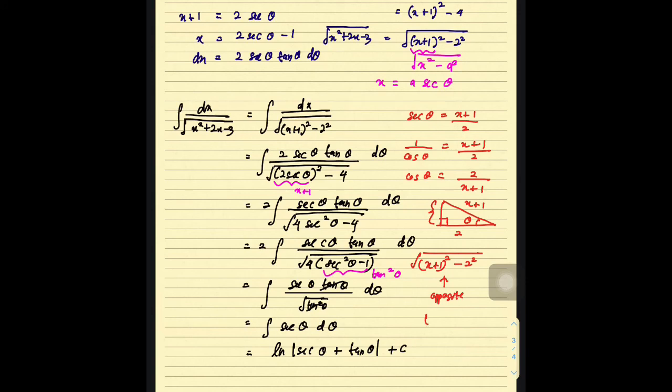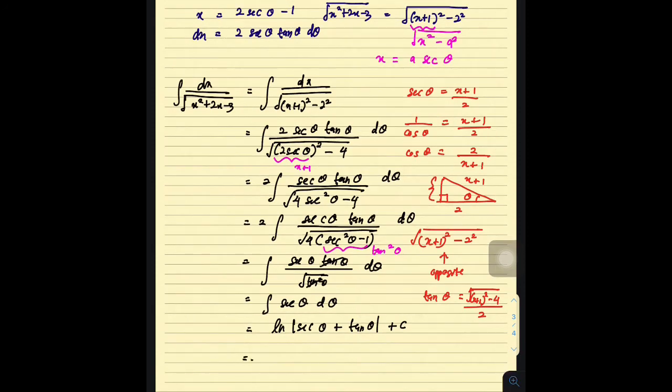Therefore your tangent theta is equivalent to opposite over adjacent, so the square root of x plus 1 squared minus 4, over your adjacent, which is 2. So the answer is ln of secant theta, which is x plus 1 over 2, plus tangent theta, which is the square root of x plus 1 squared minus 4 over 2, then plus c. So this is your final answer.